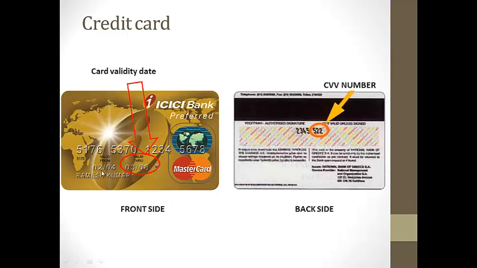Now this is how a credit card looks like. This is the credit card number and this is the period till which the credit card is valid. After this particular period, you need to renew your credit card. At the back of the credit card, the CVV number is given, which is very confidential and which you need to provide during internet transactions. This should not be disclosed to anybody else.